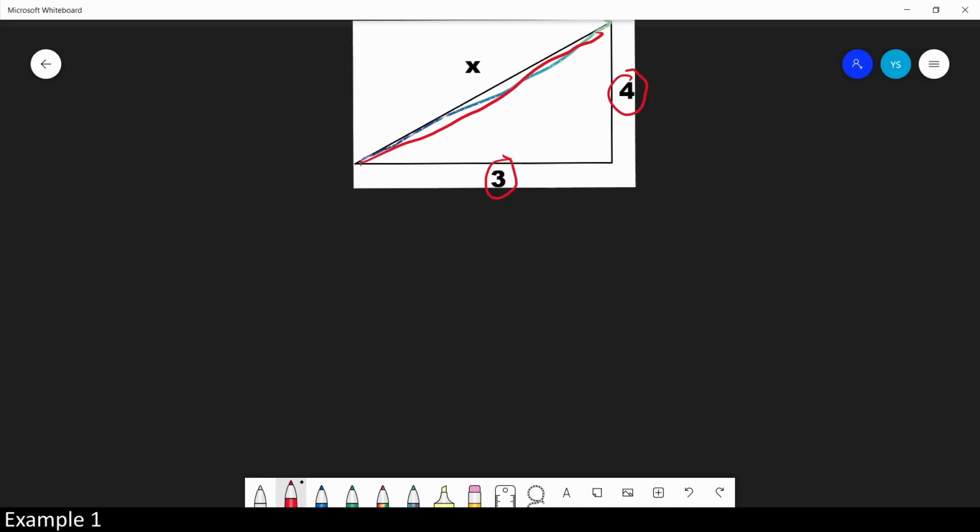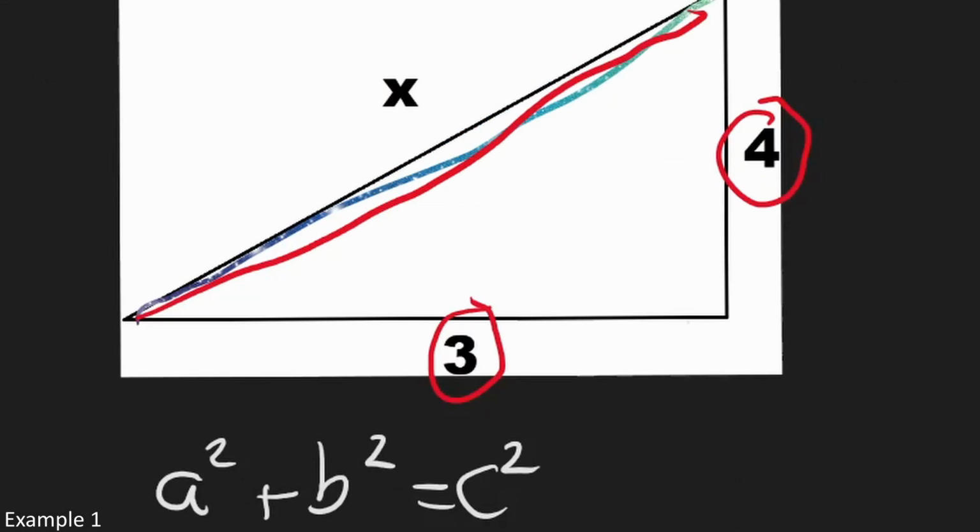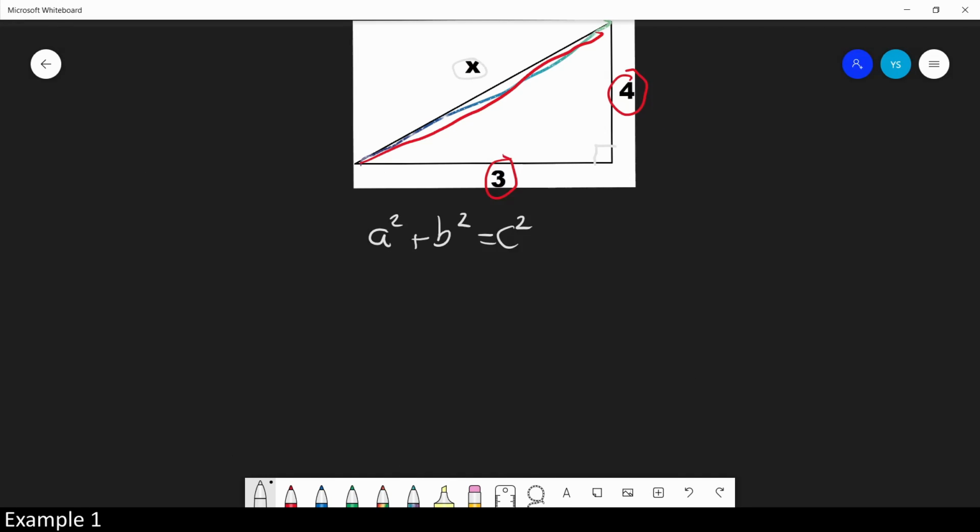Cool. So if we look at our Pythagoras theorem, which is a squared plus b squared equals c squared, one of the rules was that c always has to be our longest side, and we know our right angle is over here, x is our longest side, therefore x is going to be c. So I can put x squared.